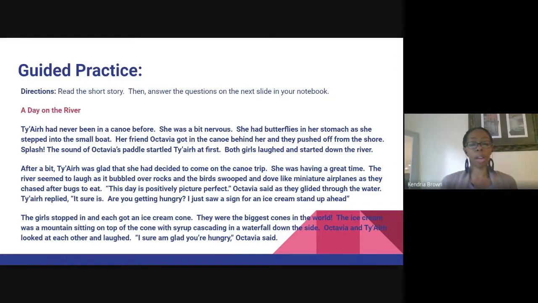"This day is positively picture perfect," Octavia said as they glided through the water. Tyre replied, "It sure is. Are you getting hungry? I just saw a sign for an ice cream stand up ahead." The girls stopped in and each got an ice cream cone. They were the biggest cones in the world. The ice cream was a mountain sitting on top of the cone with syrup cascading in a waterfall down the side. Octavia and Tyre looked at each other and laughed. "I sure am glad you're hungry," Octavia said.